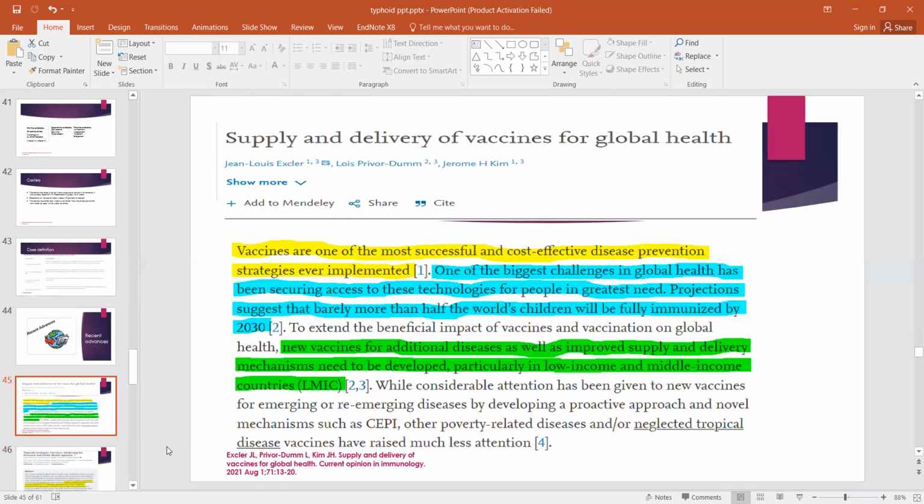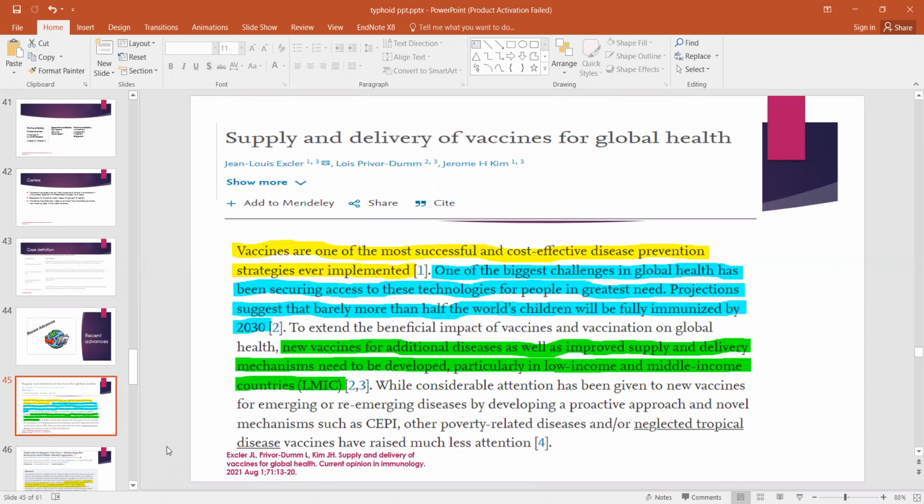This is one of the articles in which they emphasize the supply and delivery of vaccine for global health. Vaccines are one of the most successful and cost-effective disease prevention strategies ever implemented. One of the biggest challenges in global health has been securing access to these technologies for people in greatest need. Projections suggest that barely more than half of the world's children will be fully immunized by 2030.